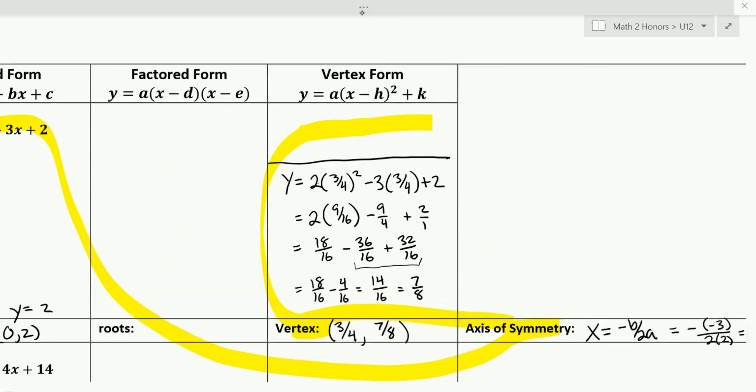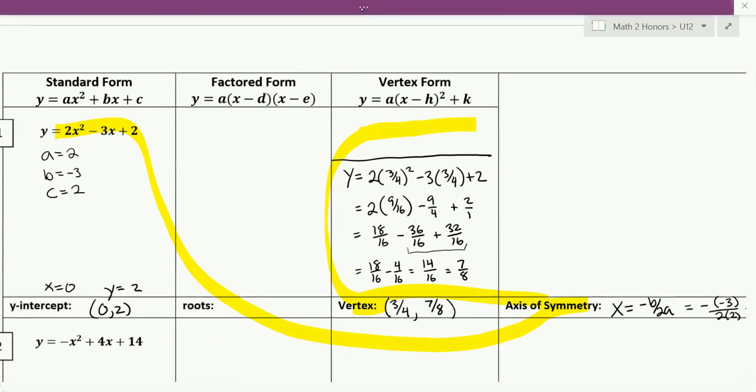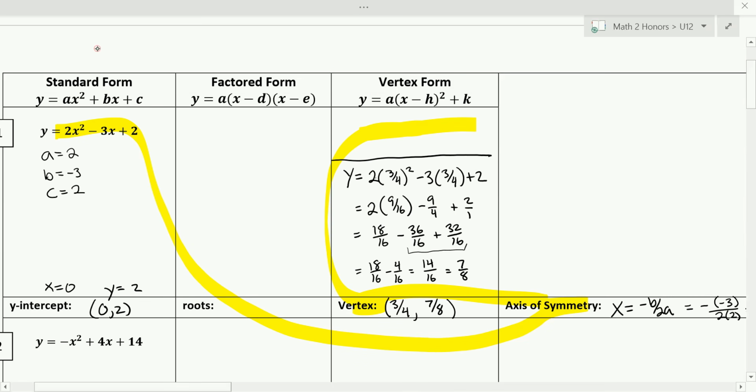So what is our vertex form? We got all the pieces. We just got to put them together. Y equals 2x minus 3/4 squared plus 7/8.